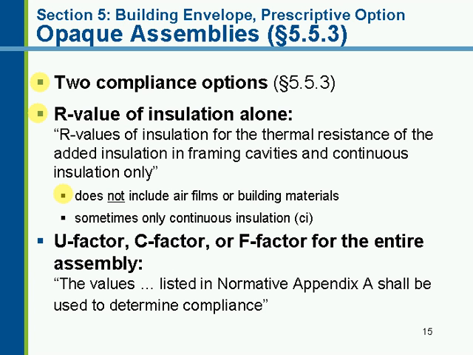If you have something where you've got a built-up assembly and you want to take credit for various different layers, you can go through and use that process. That option directs you to normative Appendix A. So wherever an assembly is listed in Appendix A, then you need to use those values for compliance and not determine your own values.